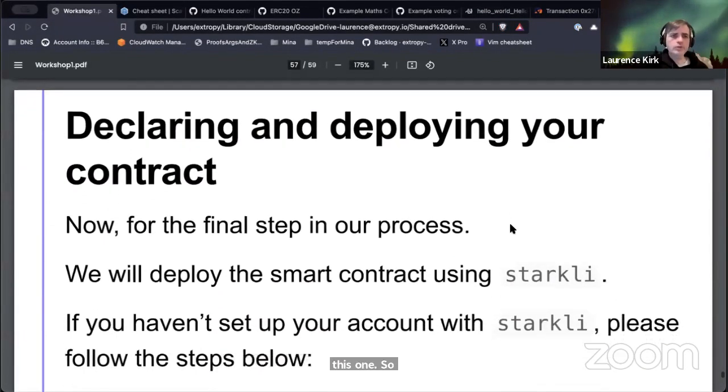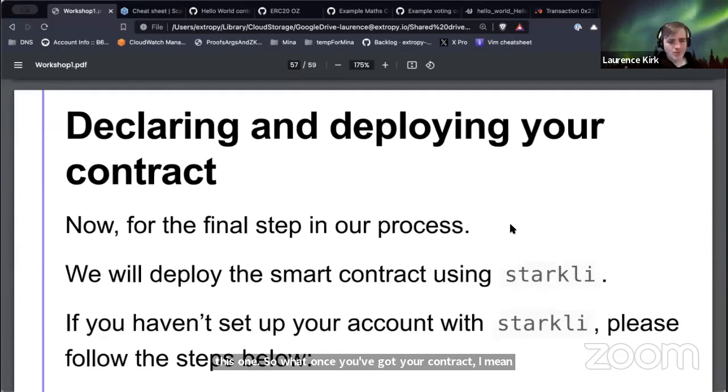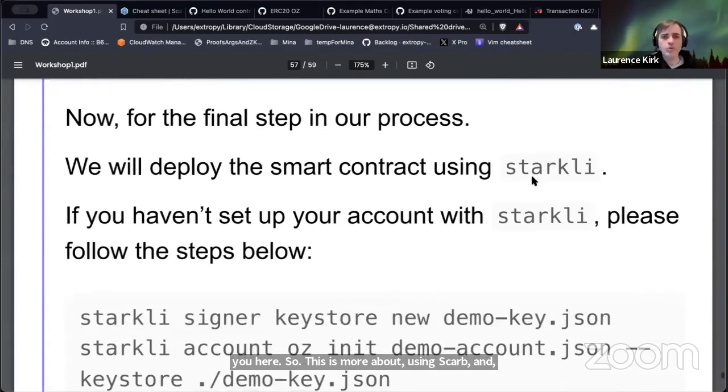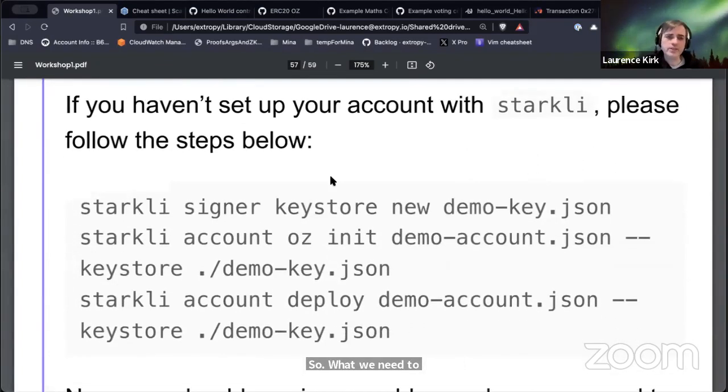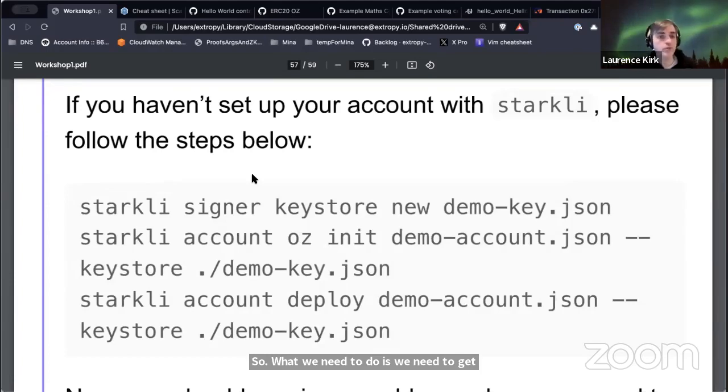So once you've got your contract, I know I've skipped quite a step here because obviously you would be writing your contract and testing it some more, but we'll come on to that later. I wanted to get more of the environment set up for you here. So this is more about using Scarb and Starkli for deploying our contract. What we need to do first of all is get the account set up on the particular blockchain.